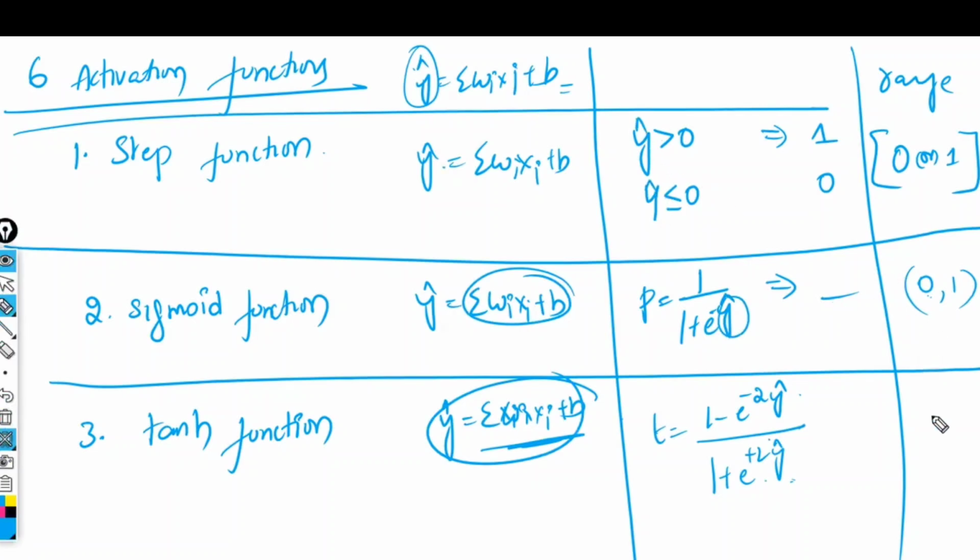And for this, the range is minus 1 to plus 1. The range is going to be from minus 1 to plus 1. Range of tanh is minus 1 to plus 1.